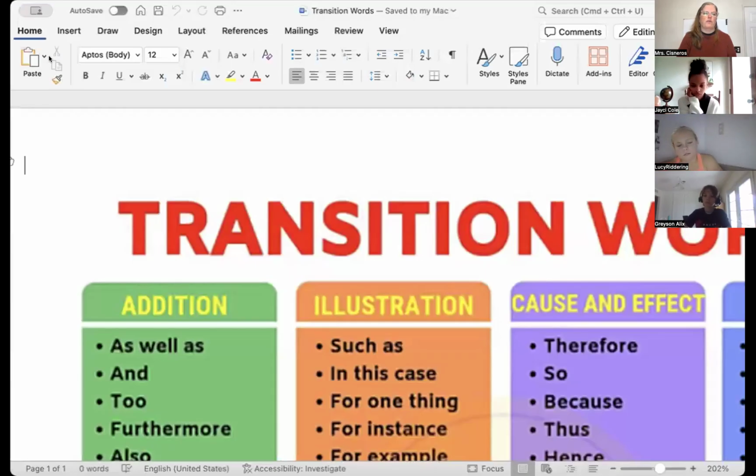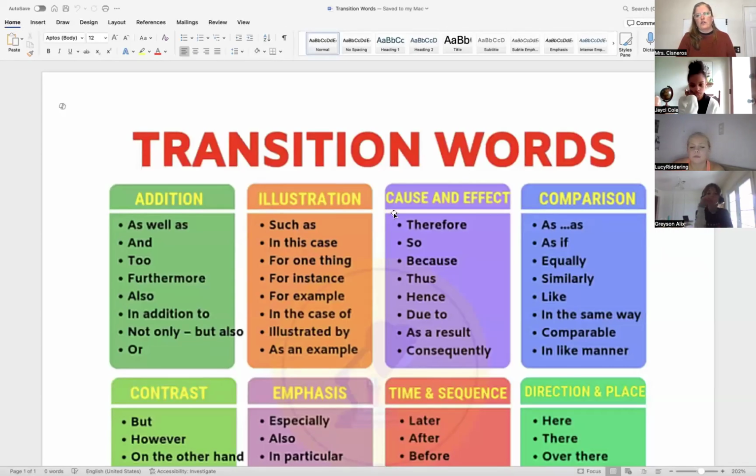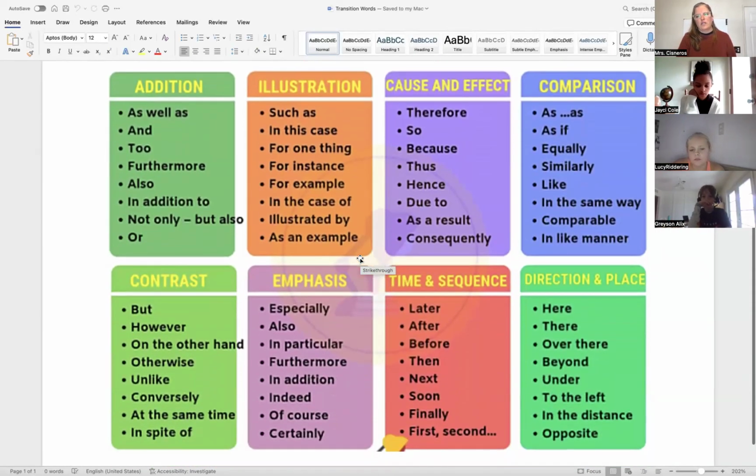The other thing that I'm going to attach to your Google Classroom is this list. I think I've done this before, so you might remember this list from before. I'm going to attach it again. This is a great list here. Sometimes when you have a list of facts, transitioning between the facts gets choppy, right? Using some of these transition words will help you.